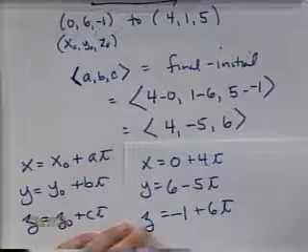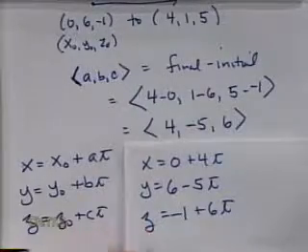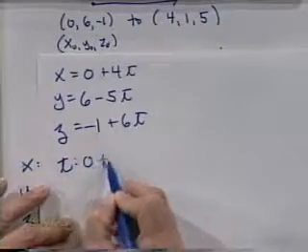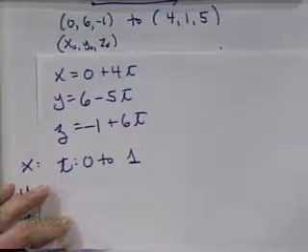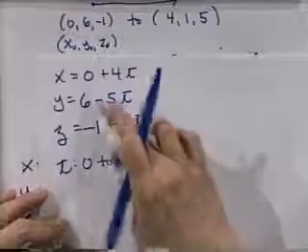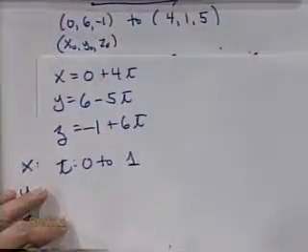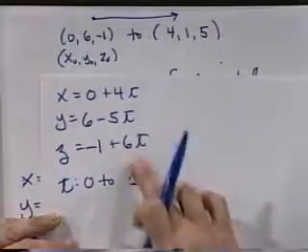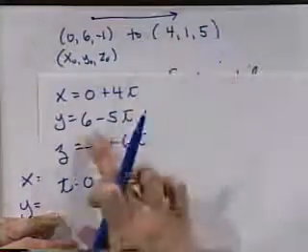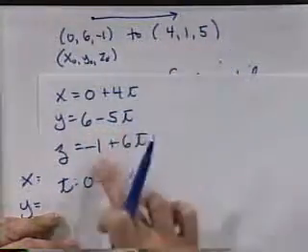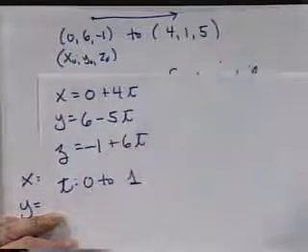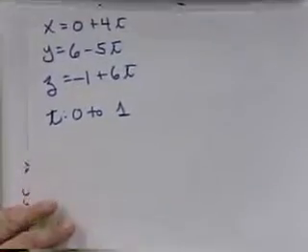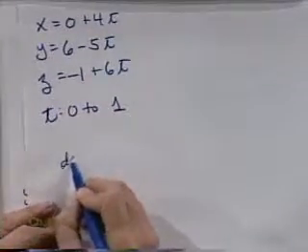Before I do anything else, I make sure that this parametric representation works. Notice, t always ranges from 0 to 1 when we do it this way. If you plug a 0 in here, you get the point 0, 6, negative 1. If you plug in a 1, you better be back at 4, 1, 5. And plugging in 1, 0 plus 4 is 4, 6 minus 5 is 1, negative 1 plus 6 is 5. Yes, I did it.